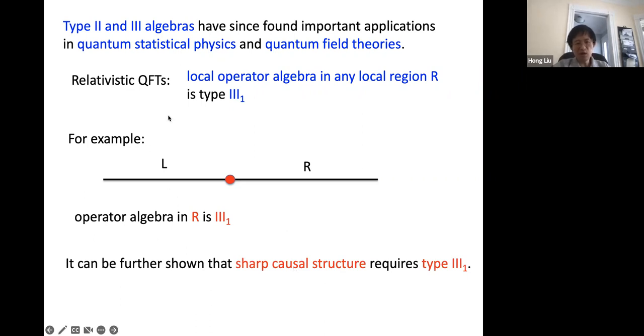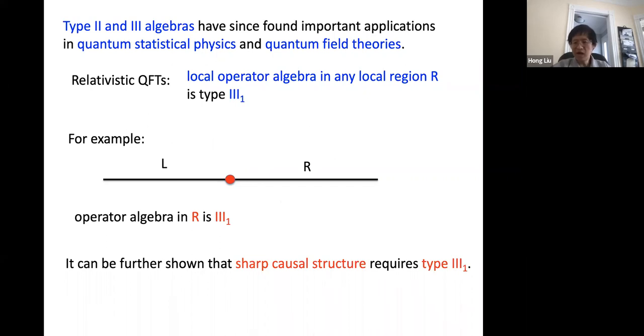So we know that in relativistic quantum field theory, we have sharp causal structure, we have sharp light cones. And you can show that in order to have sharp light cones, the operator algebra has to be type III-1. So this type III-1 actually plays a crucial role in causality. Type II algebras are a little bit less exotic, but they appear in many quantum statistical systems. But they all appear in systems with infinite number of degrees of freedom.